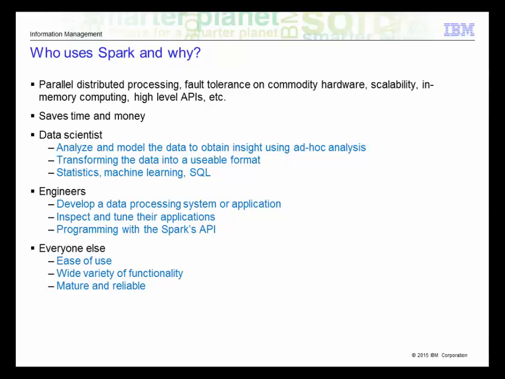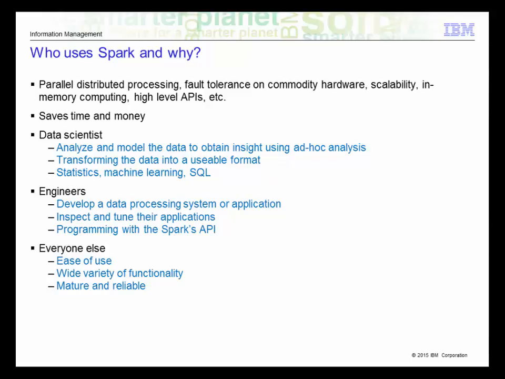As you know, Spark is related to MapReduce in a sense that it expands on its capabilities. Like MapReduce, Spark provides parallel distributed processing, fault tolerance on commodity hardware, scalability, etc. Spark adds to the concept with aggressively cached in-memory distributed computing, low latency, high-level APIs, and stack of high-level tools described on the next slide. This saves time and money.